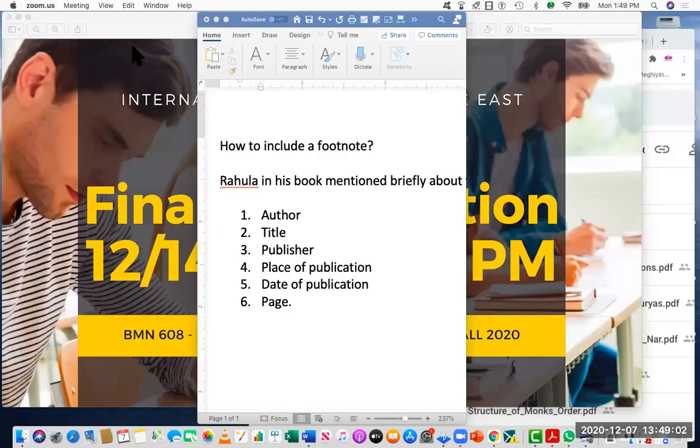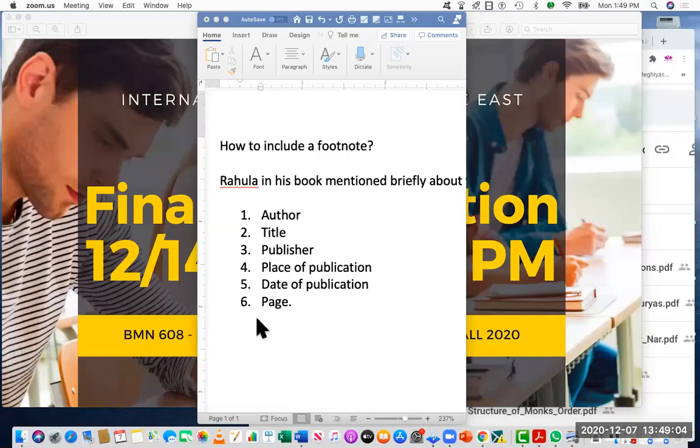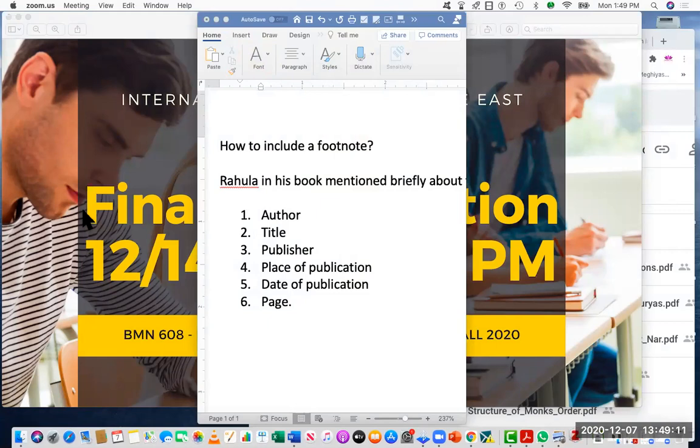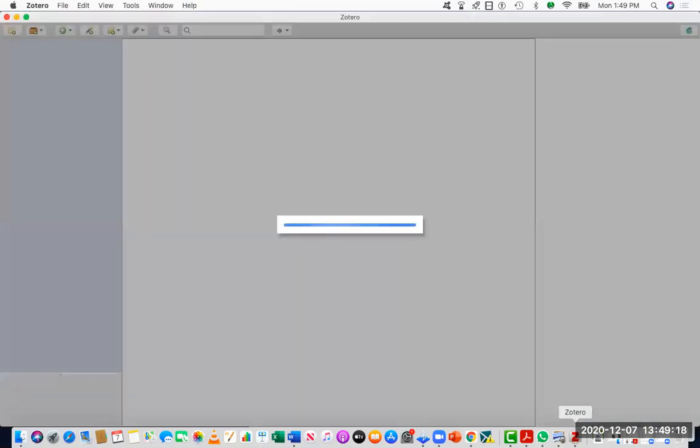I think I have to share again. Let me share again. Okay, let me share over here. Okay, I'll show you now. Okay, can you see now? Over here? Yeah, this is the Zotero app, okay? And I have already installed it on my computer, and I'll show you how I use it.